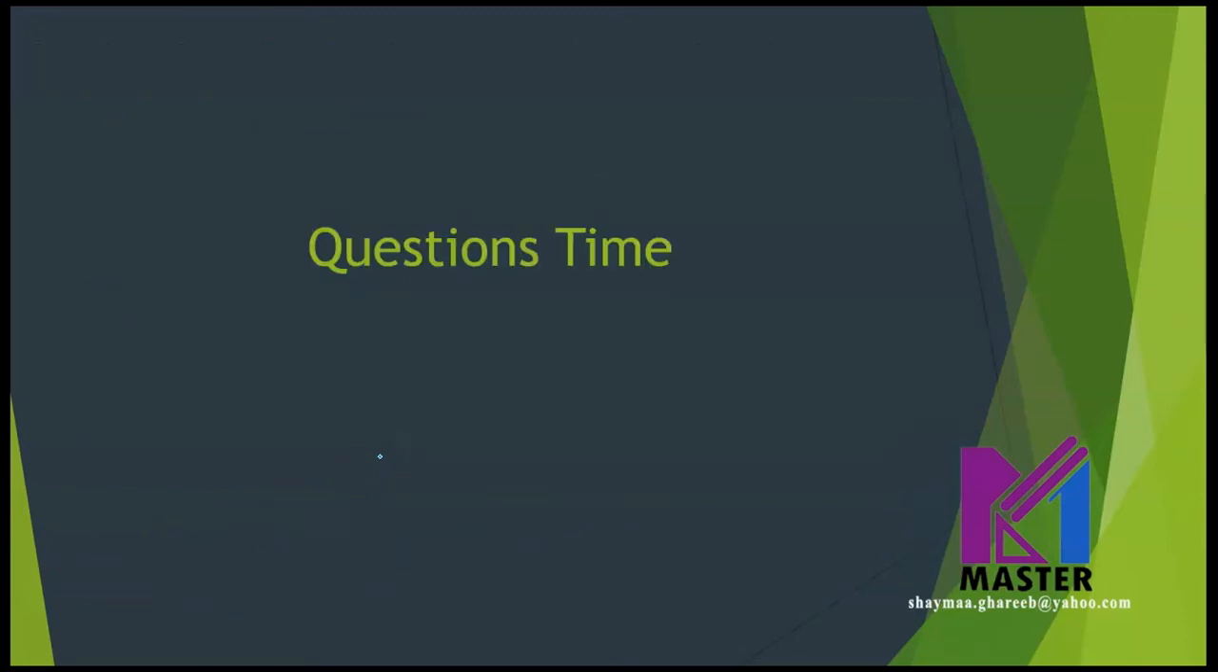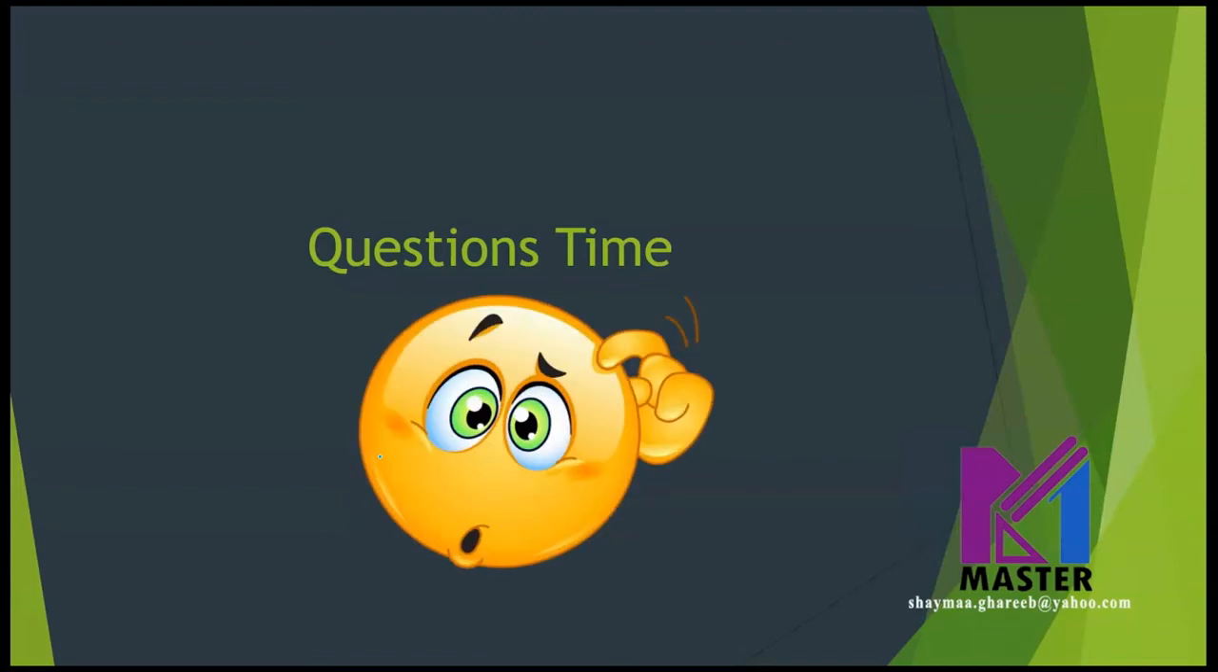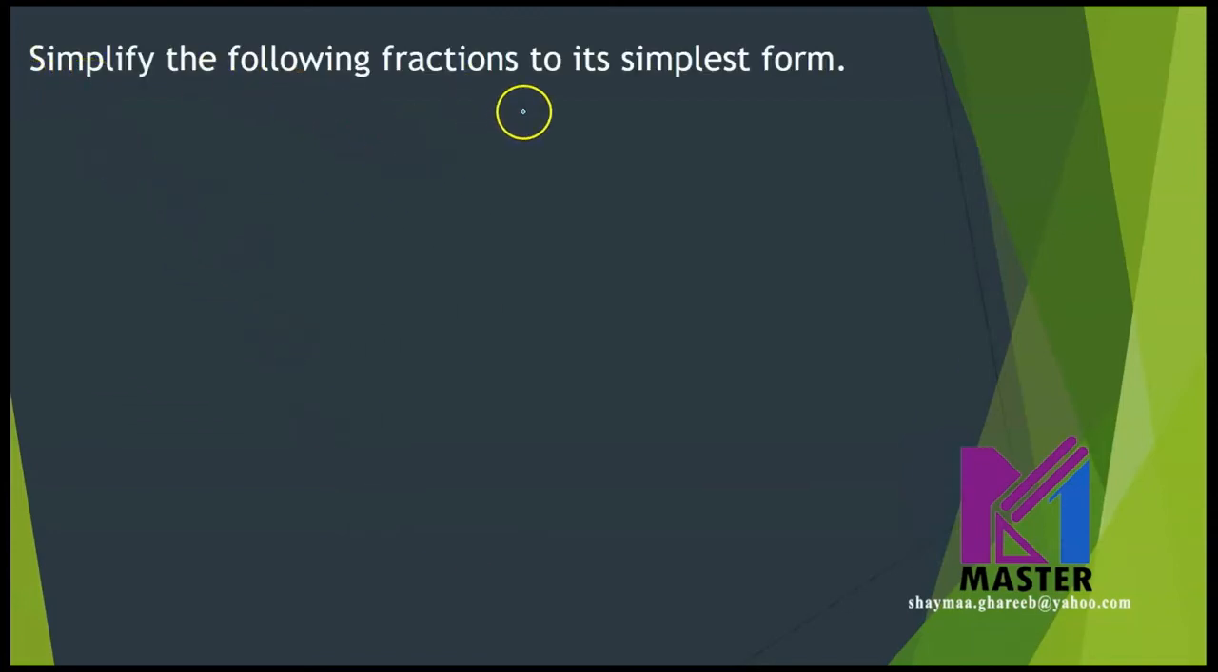Now, questions time. Are you ready? Let's start. Simplify the following fractions to their simplest form. 27 over 45. I want you to try to do it on your own, and then check your answer with the video. 27 over 45, we can divide up and down by 9. Both of them are multiples of 9. So the answer will be 27 divided by 9 equals 3. 45 divided by 9 equals 5.